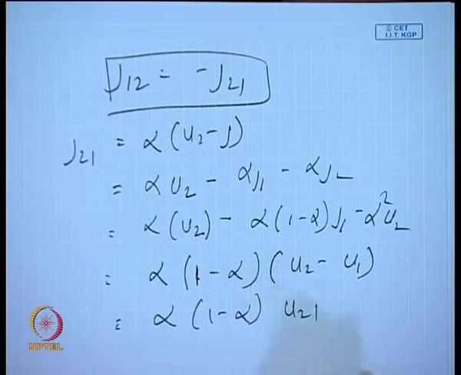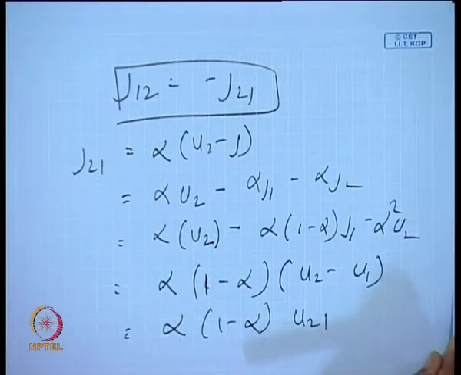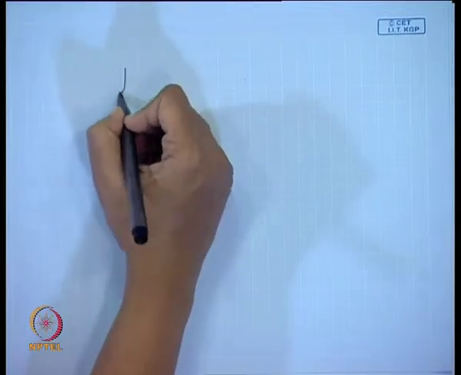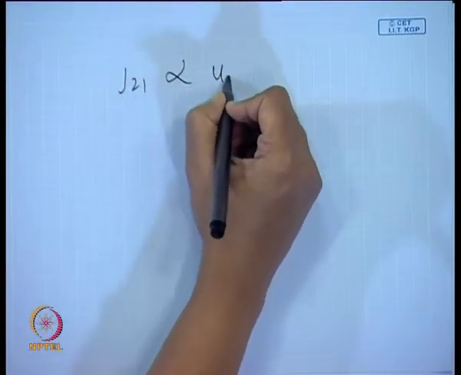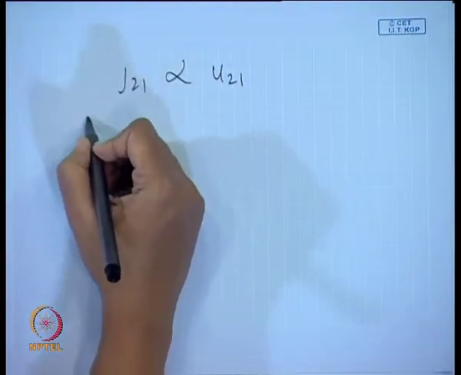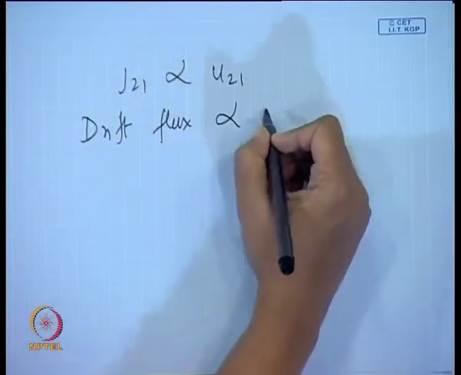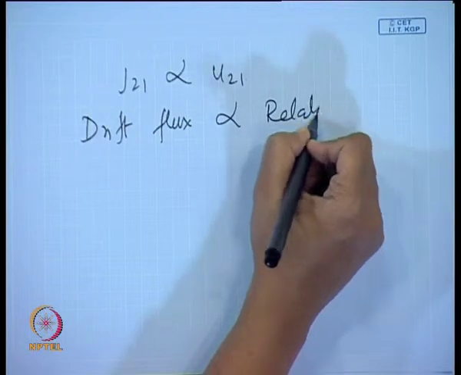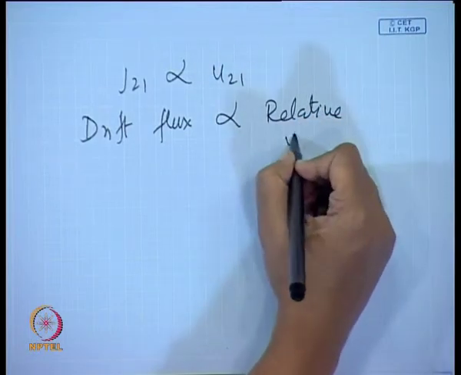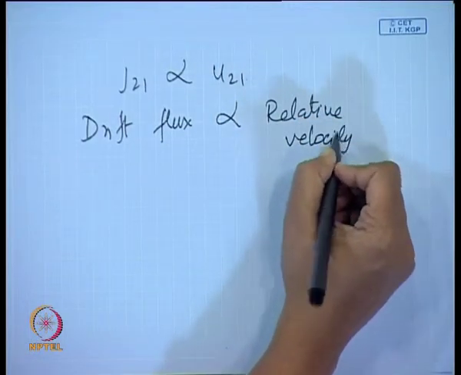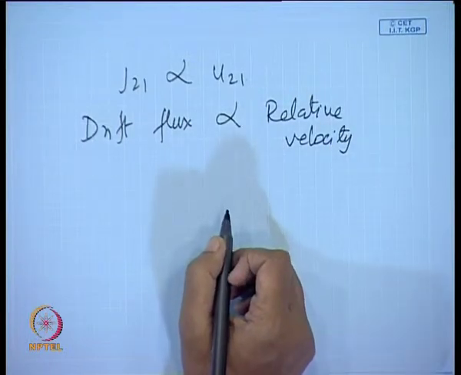Understood? Where u21 is nothing but the relative velocity of phase 2 with respect to phase 1. So, from this particular expression what do we get? We get j21 is proportional to u21, or in other words, if we write it down, drift flux is proportional to relative velocity for a particular system under a particular condition.